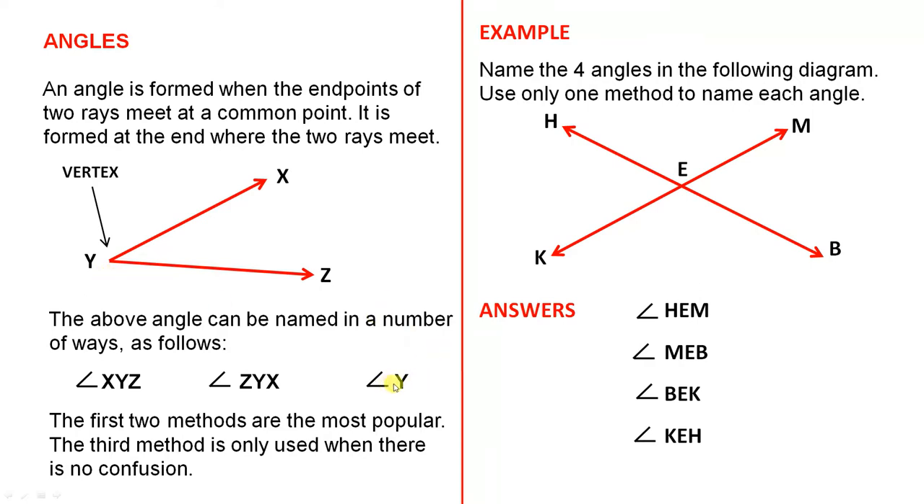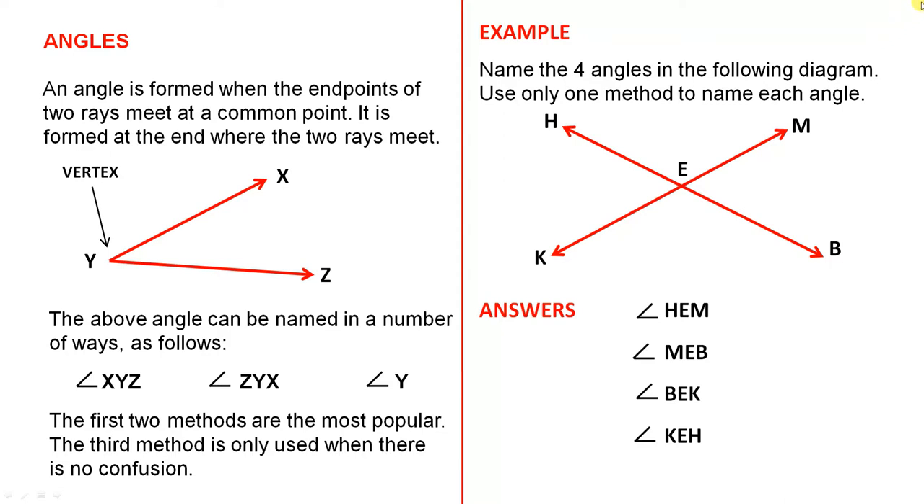And you can also call it angle Y, but let's look at something about this. The first two methods are the most popular, so those are the ones we nearly always use. The third method is only used when there is no confusion. So when we're naming these angles here, we will not use the third method because there could be confusion. Let's look at the example.